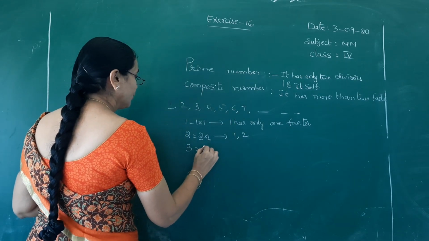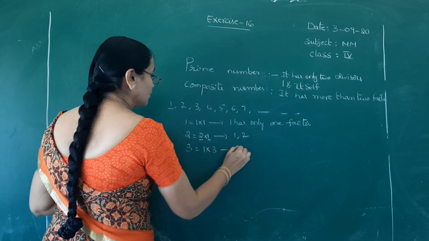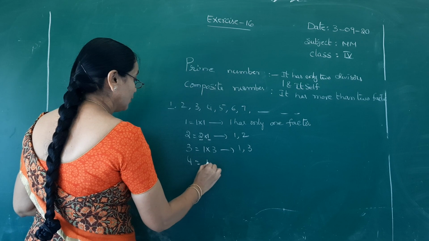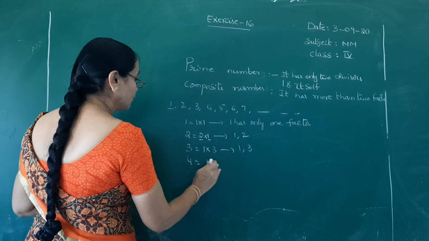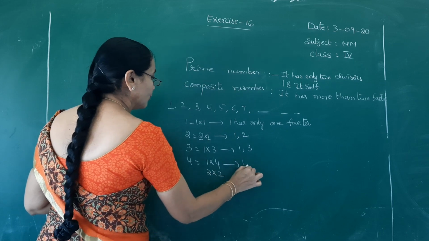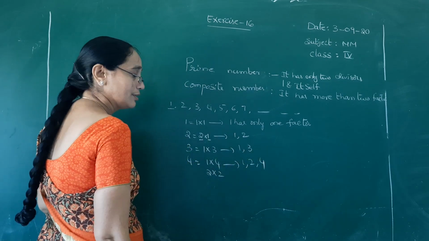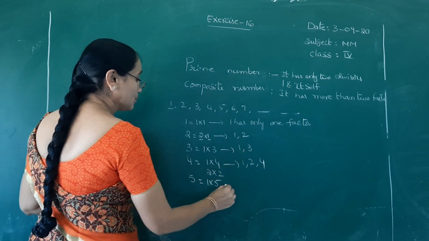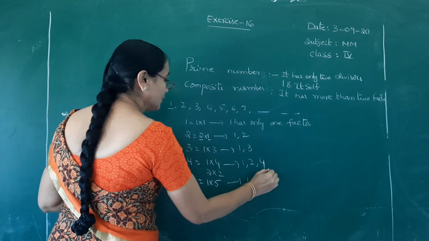And 3, 1 into 3. So how many factors for this 3? 2 factors. Take 4. 1 into 4, 2 into 2. How many factors are we getting here? 1, 2, 4. 5, 1 into 5 only. Okay. So it has only two factors, 1, 5.